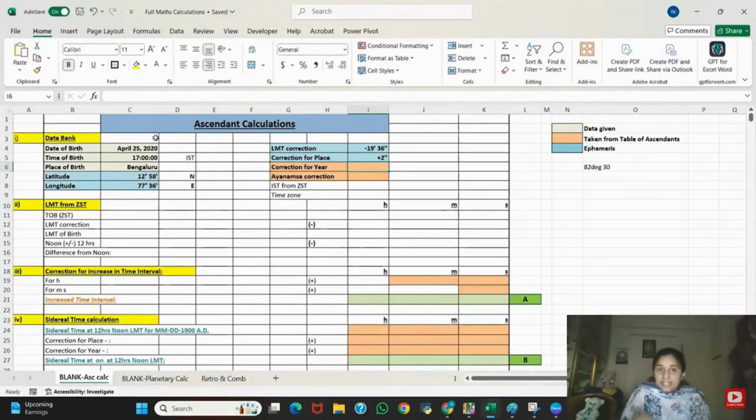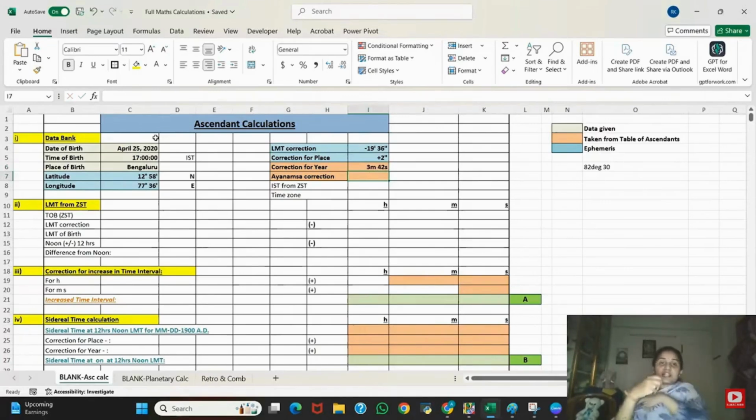Correction for the year, we have to note from the table of ascendants, table 2 on page number 4 in this book which I have. Here 2020 is the year. For 2020 it is 3 minutes 42 seconds. So 3 minutes 42 seconds is the correction for year.